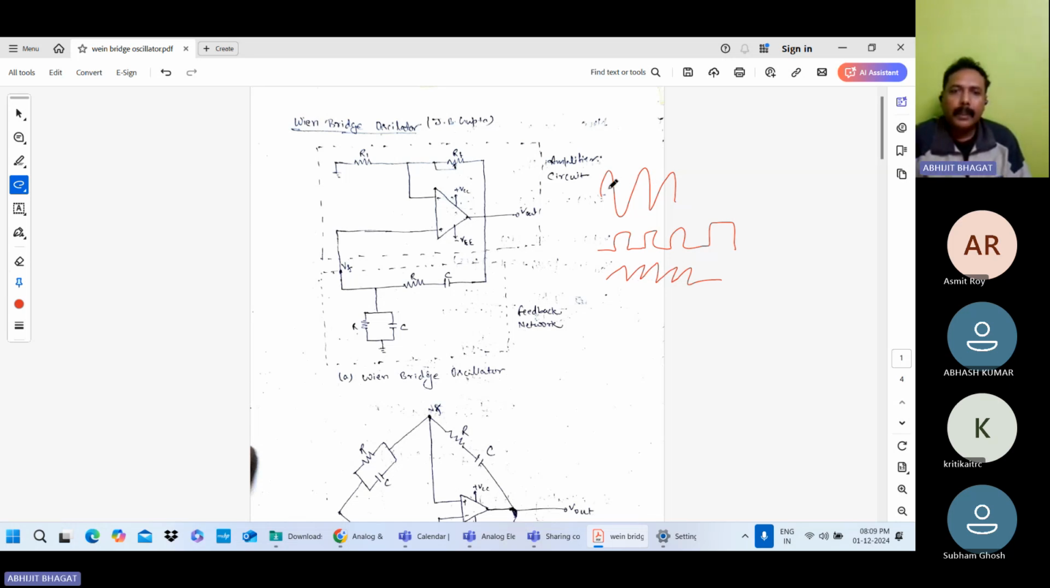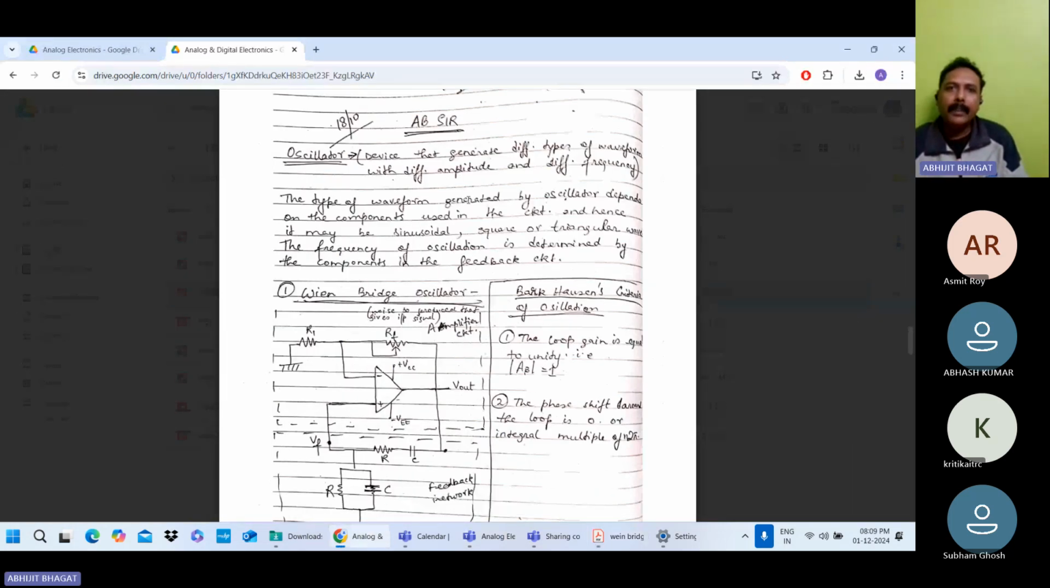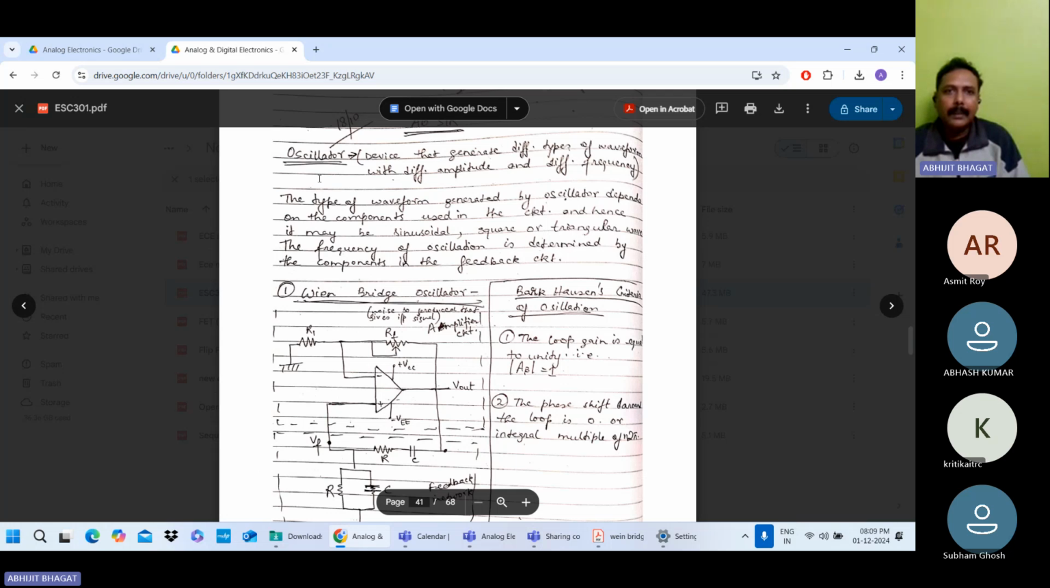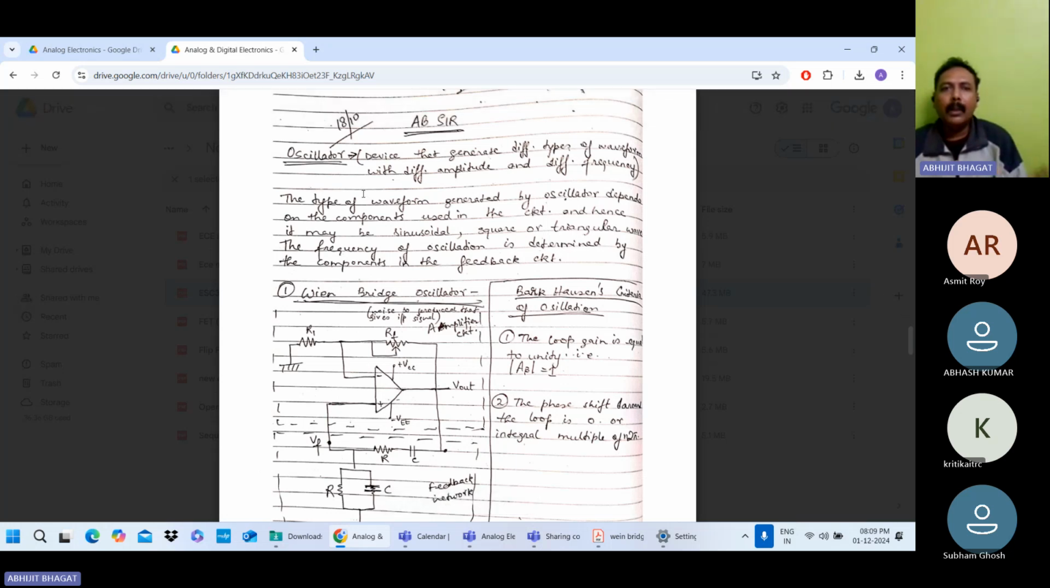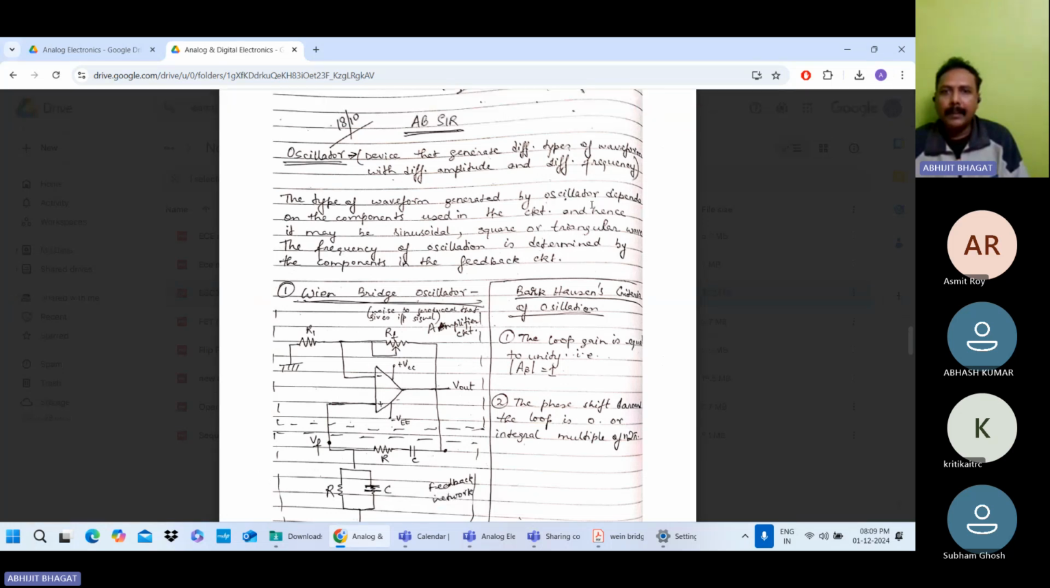So in case of oscillators, across the output, you are getting the oscillatory waveform. You are getting the oscillation. You are not getting the stable output. Is it okay? Now, oscillators are what? Oscillators are such type of device which gives you the oscillatory output. So the device that generates different type of waveform with different amplitude and different frequency.